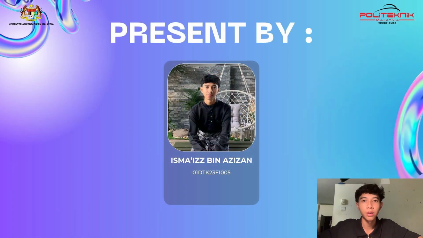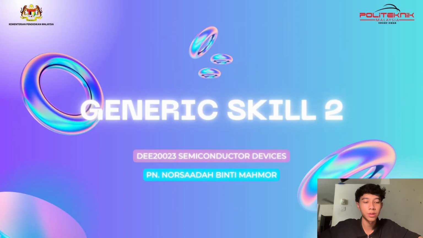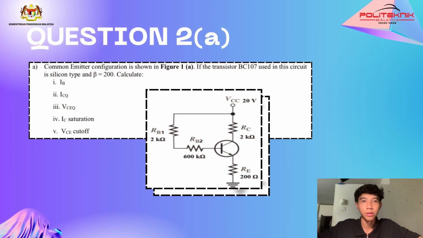My license number is 01 23F1005, and in this video I will give you a presentation about generic skill 2, semiconductor devices from end of chapter 3. Still the same, we'll move to the question that I choose. The question that I choose is question 2A.